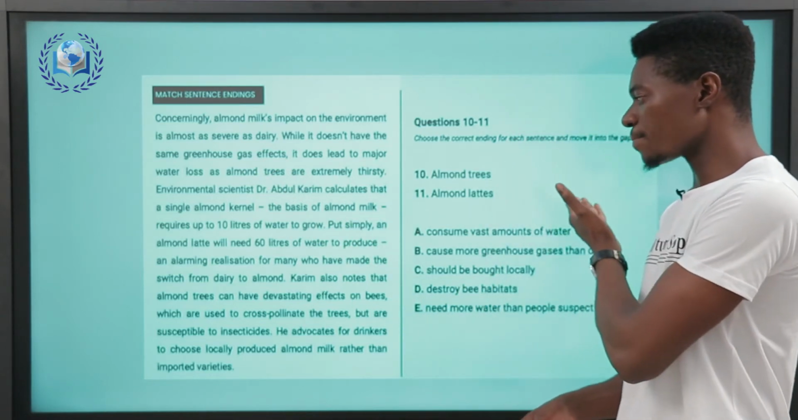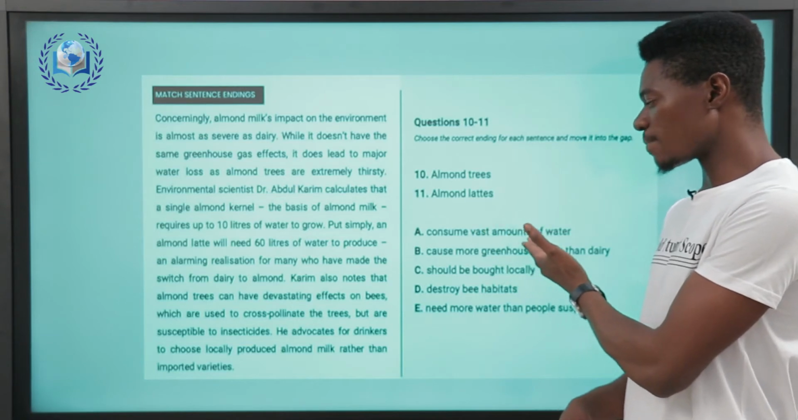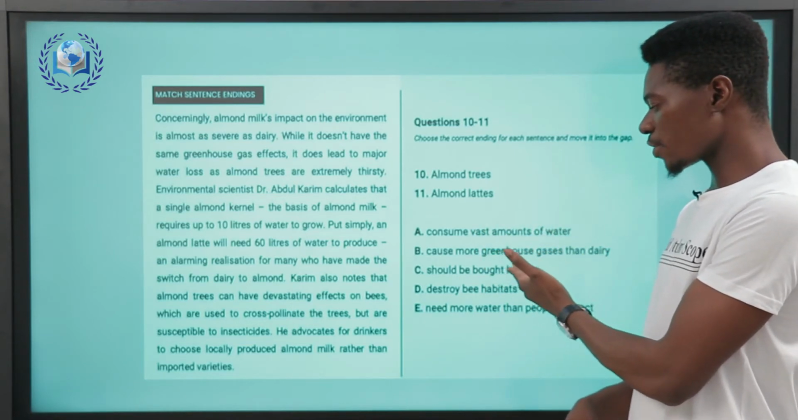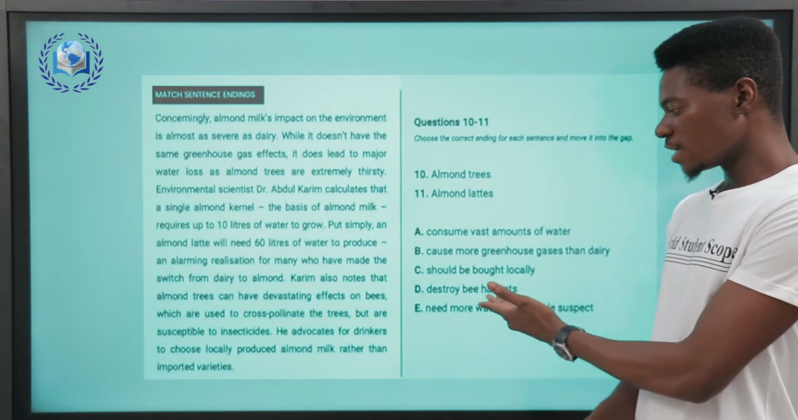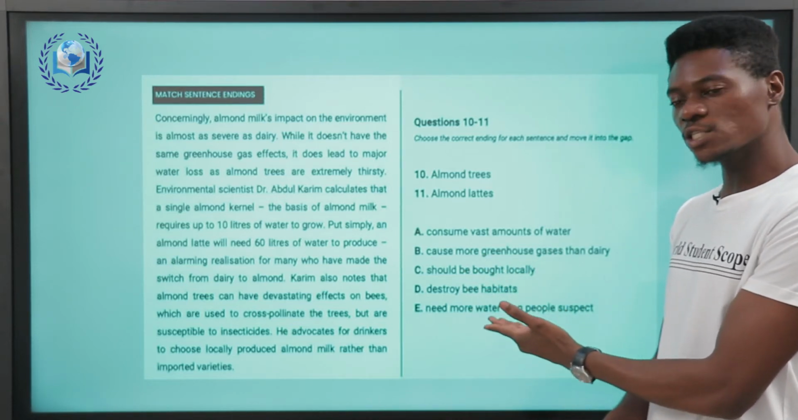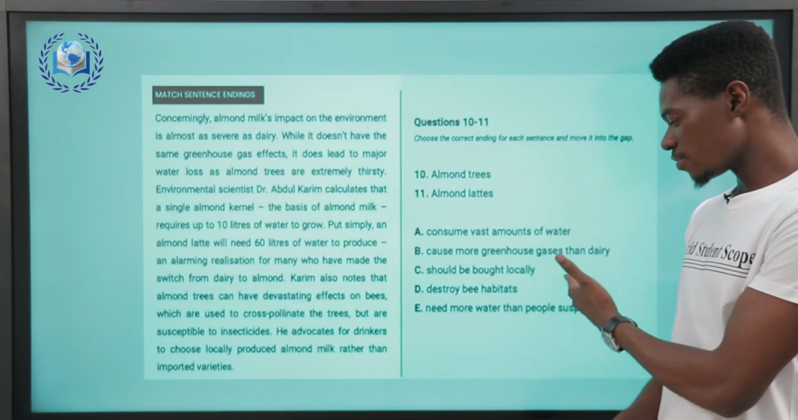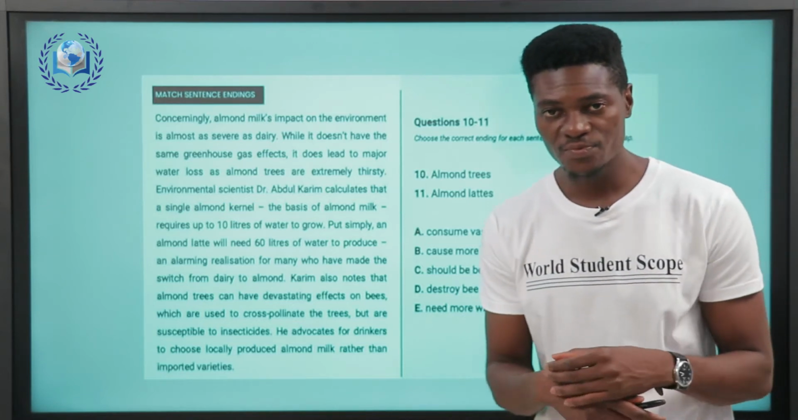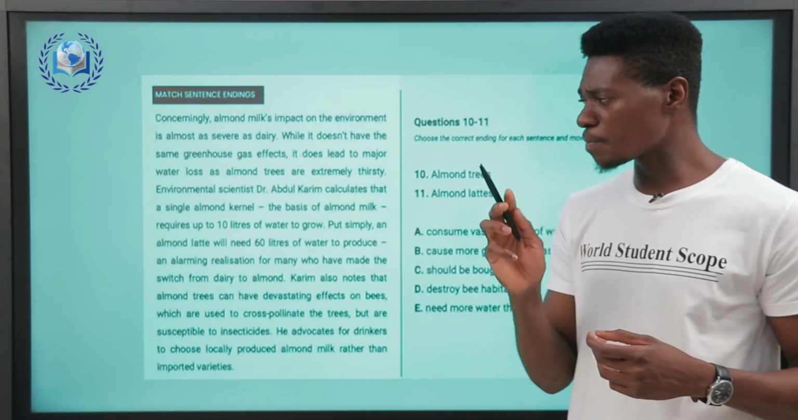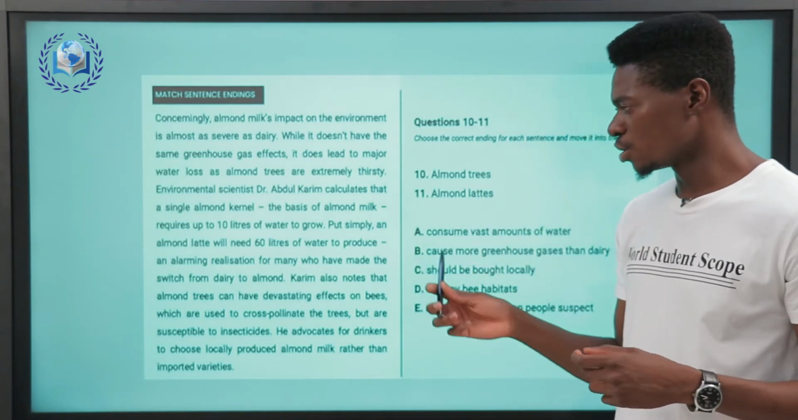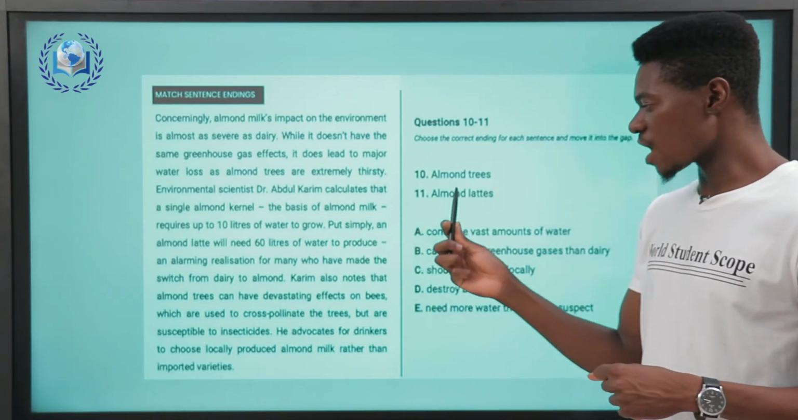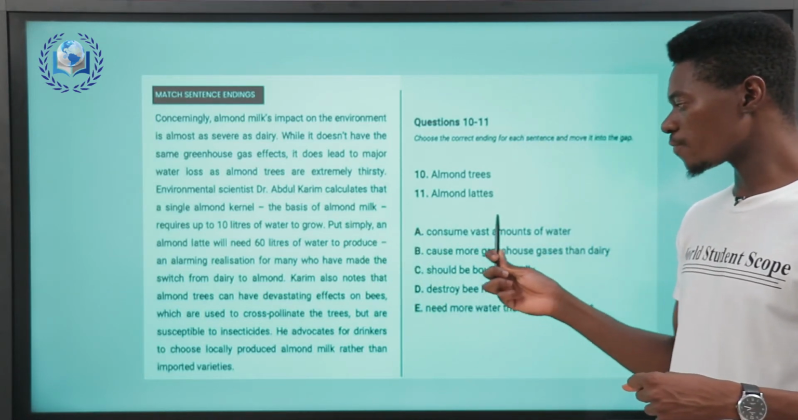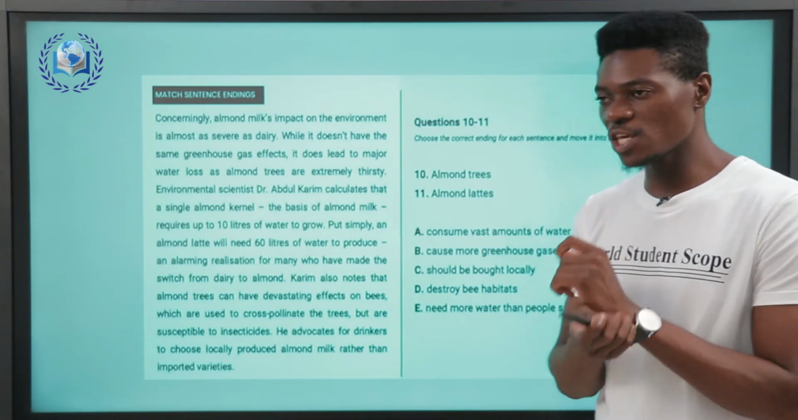We have to finish it up here. Consume vast amount of water, cause more greenhouse gas than dairy, should be brought locally, destroy bee habitats, and last one, need more water than people suspect. If you try to be careful and take a look, almond trees are extremely thirsty, and A, consume vast amount of water, is the same thing.